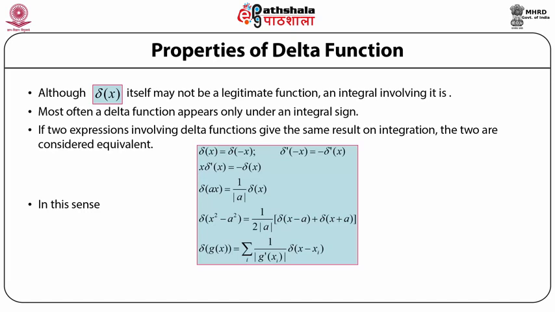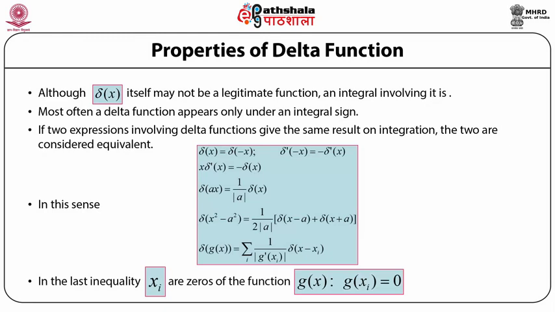And then we have delta of g, which in itself is a function of x, defined as summation over i of 1 upon modulus of g prime(x_i) times delta(x minus x_i), where the subscript i basically denotes the index of the zeros. Here in the last identity that we have written, the x_i are the zeros of the function g(x), that is g(x_i) is equal to 0.